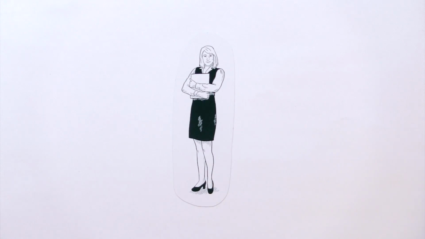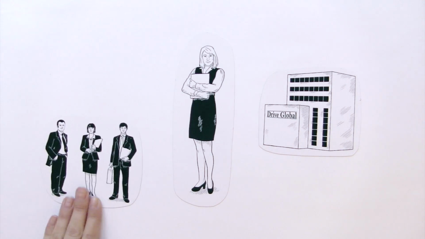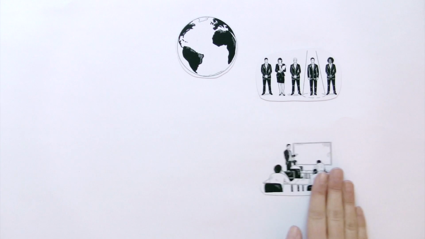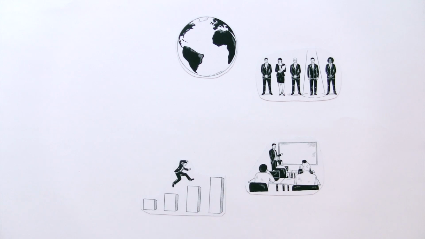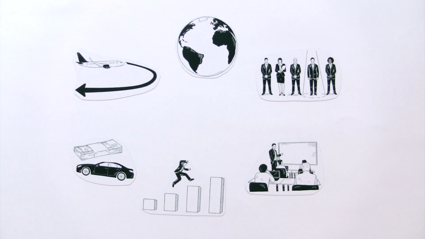This is Lisa. She works in the HR department at Drive Global. Her job is to manage all the activities that revolve around the organization's employees. A part of the department's responsibility is international human resources management. This includes HR management in a global environment, selection, training and development, performance management, compensation, and repatriation. Today we are going to talk about training and development in detail.